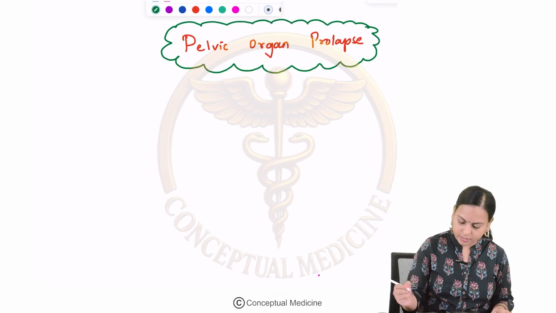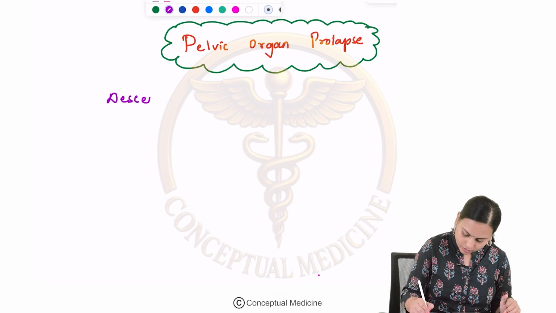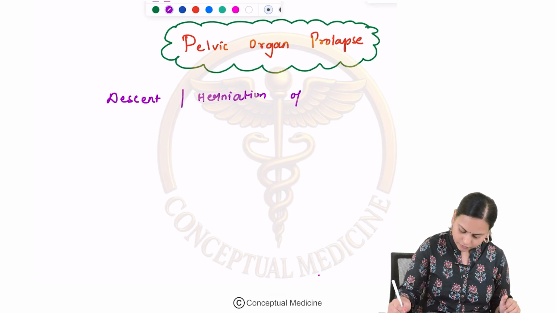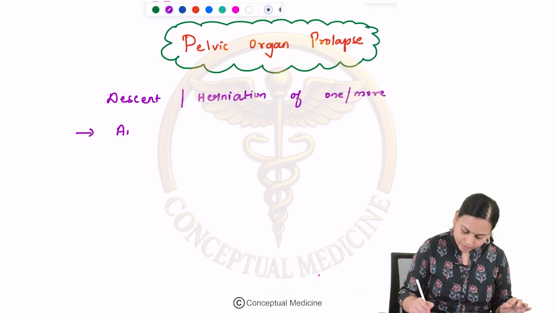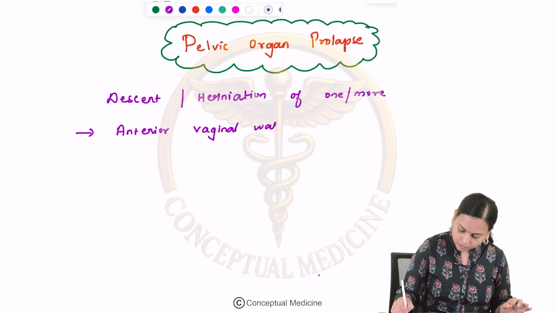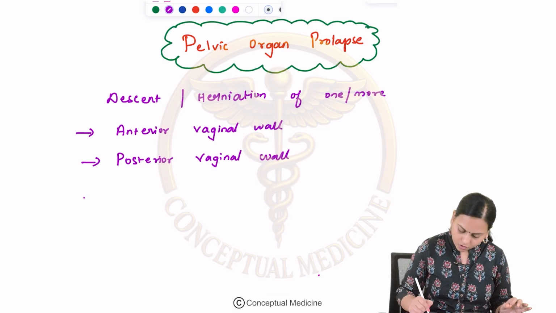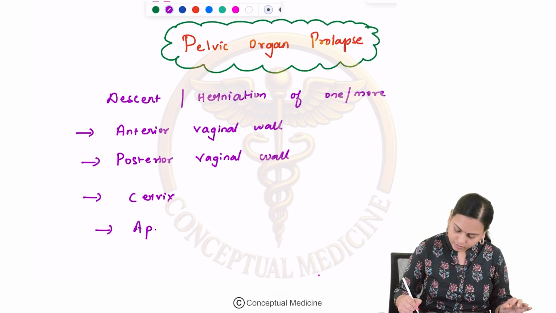So let's see what this term means first. There is descent or herniation of one or more of the anterior vaginal wall, posterior vaginal wall, or the cervix, and sometimes even the apex of the vagina.